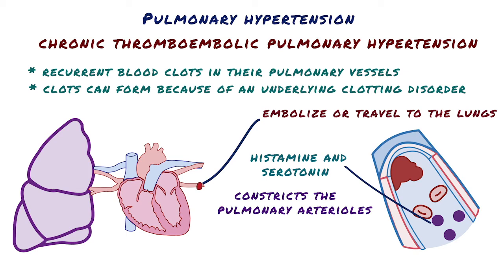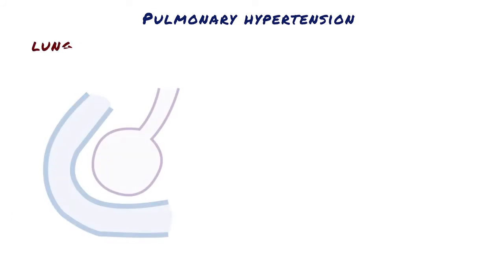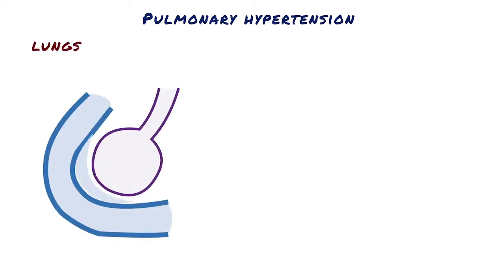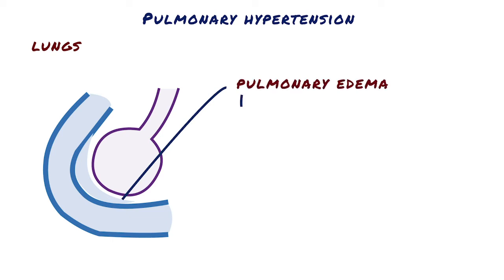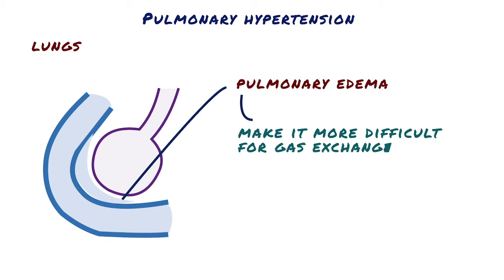Regardless of the cause, once there is pulmonary hypertension, it has important consequences on the lungs and the heart. Fluid can start to squeeze out of the blood vessels in the lungs and can get into the interstitial space. The presence of excess fluid in the pulmonary interstitium is called pulmonary edema, and it can make it more difficult for gas exchange to happen.